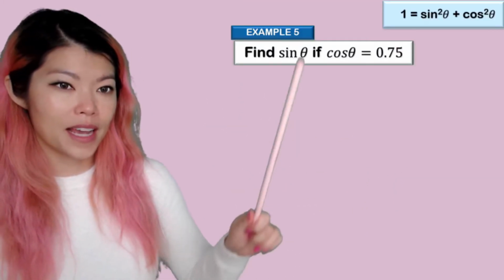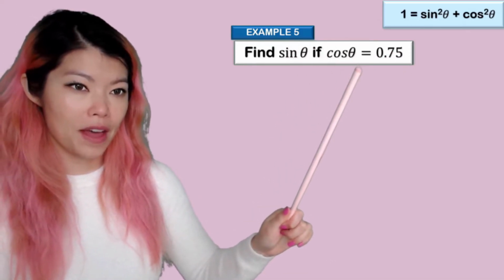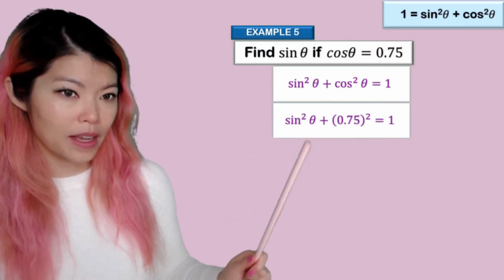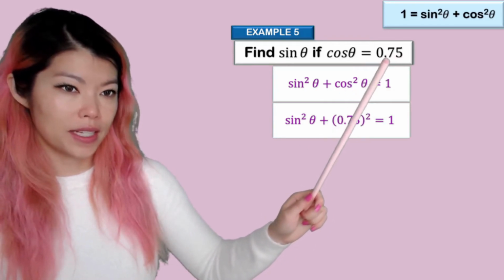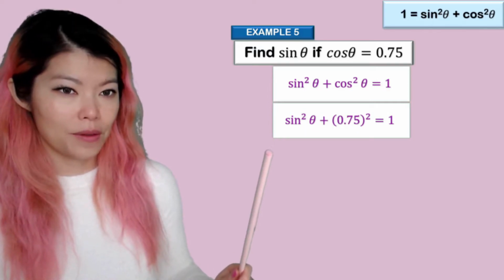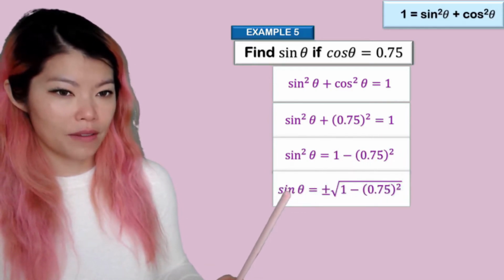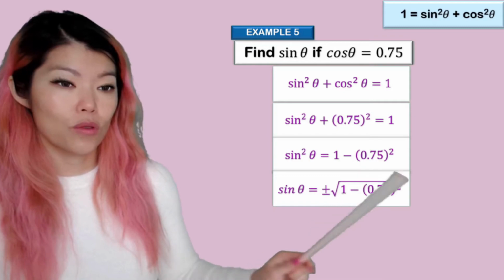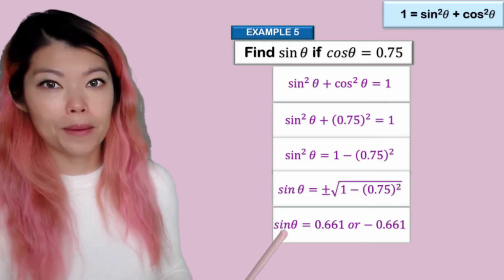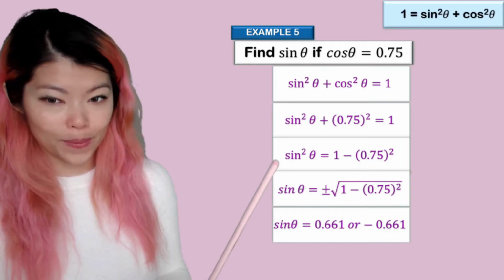Example 5: find sine theta if cos theta is 0.75. So if you have to find sine or cos and you have the other one, then we can use that statement to solve. So sine squared plus cos squared equals 1. Cos theta is equal to 0.75, so cos squared is equal to 0.75 squared. Now bring the 0.75 squared over to the other side. We have sine is equal to plus or minus the square root of 1 minus all of that. If we plug that into the calculator, it would be plus or minus 0.661. Don't forget your plus or minus whenever you take a square root.